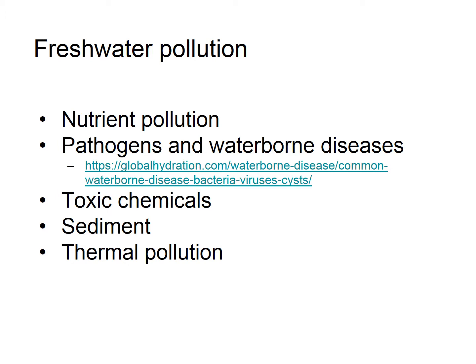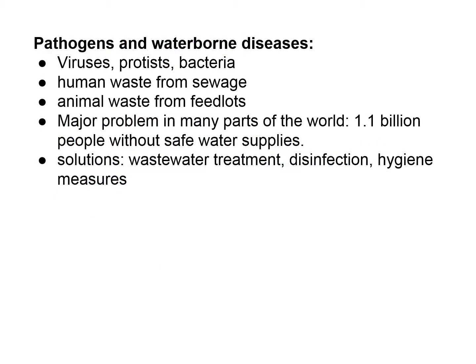Okay, so if we're thinking of pathogens and waterborne diseases, these can be caused by viruses, protists, bacteria. Examples could be things like typhoid or hepatitis A. Again, they come from human waste, from sewage, and animal waste from feedlots. And this is a major problem in many parts of the world, especially where sewage treatment is not as common. So 1 billion people are actually without safe water supplies and safe drinking supplies.